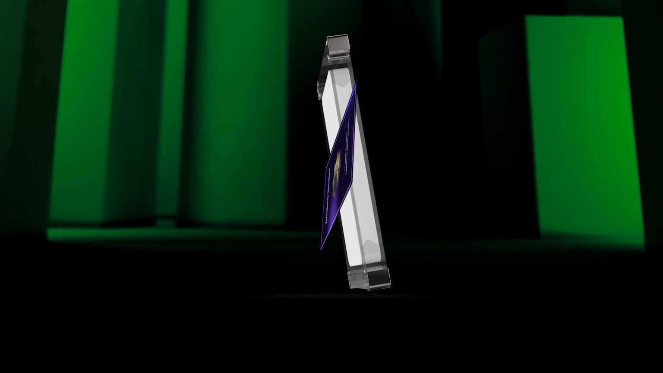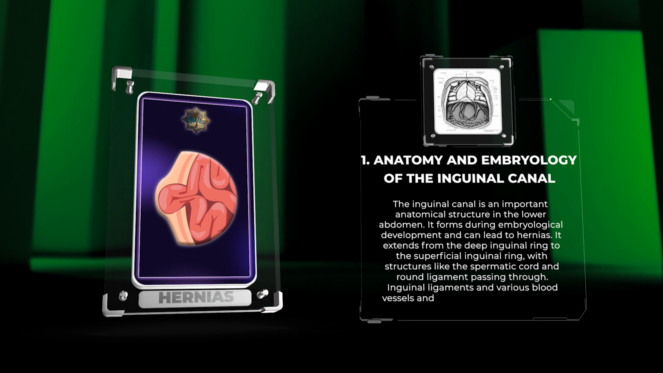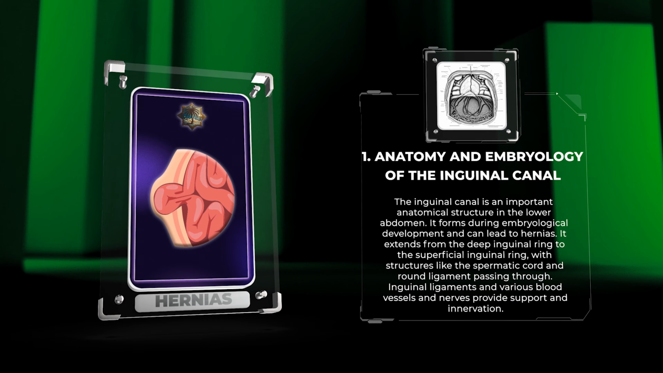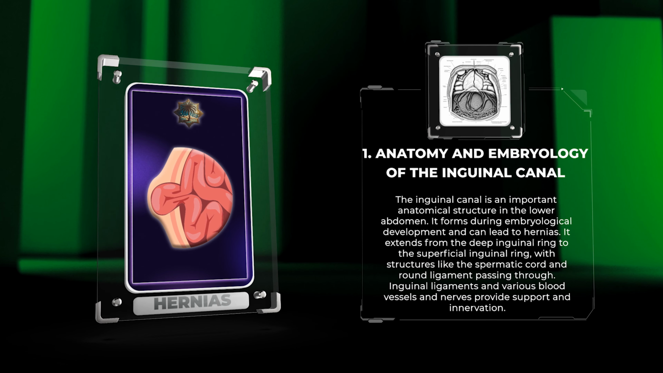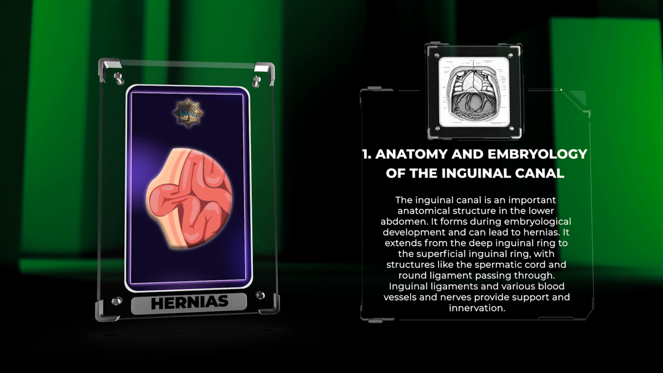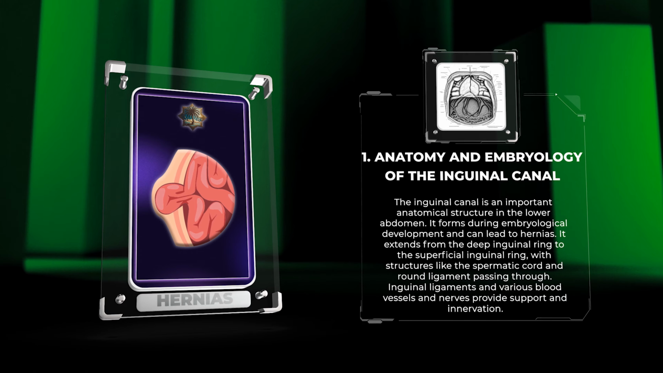The inguinal canal is an important anatomical structure in the lower abdomen. It forms during embryological development and can lead to hernias. It extends from the deep inguinal ring to the superficial inguinal ring, with structures like the spermatic cord and round ligament passing through. Inguinal ligaments and various blood vessels and nerves provide support and innervation.